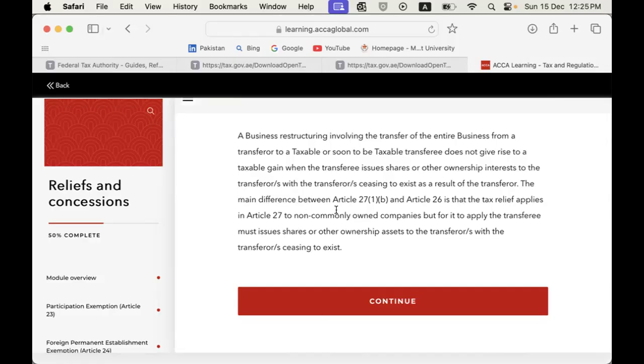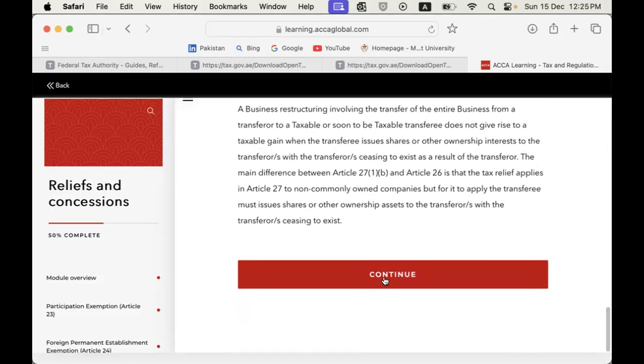The main difference between the two articles is Article 27, which is restructuring, and Article 26, which is qualifying transfers. It is that the tax relief applies in Article 27 to non-commonly owned companies. This is a repetition. I think we know this point.